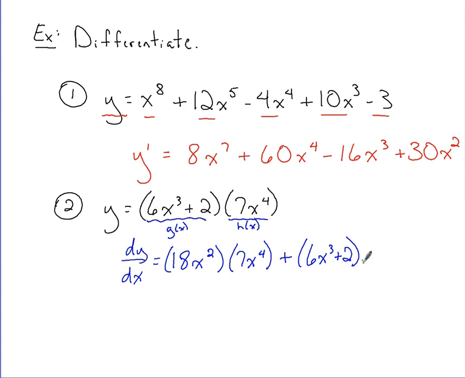So the derivative of the second function, you take the derivative here using your power rule, bring the 4 down, multiply to 7, you've got 28. x, subtract 1 from the power, power now is 3. If we leave this in an unsimplified form, which for the time being we will do because we're just getting used to this rule, that's my answer. That's my derivative right there.